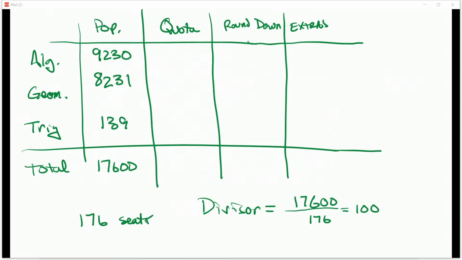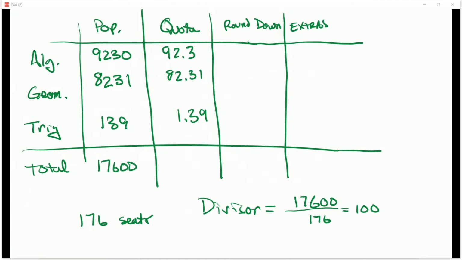Rostin, what was the quota for Algebrithia? 92.3. Yeah, you just divide by 100, right? Evan, what about the quota for Geometrina? 82.3. Yeah, very nice. And Sydney, what about Trigshire? 1.39. Okay, yeah, that wasn't too bad, was it? You're just dividing by 100.